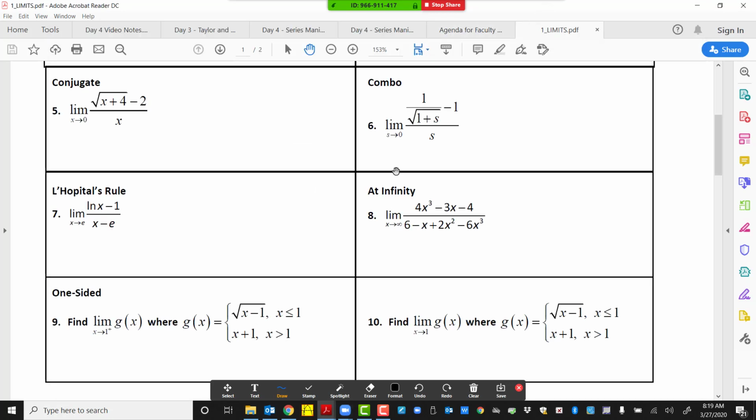Okay. Moving on to a combo problem. This is one where we might have to do a few different things. If you look at this one before I say it, go ahead and try and figure out which two methods we're going to have to use. Okay. Let's see if you got it right.